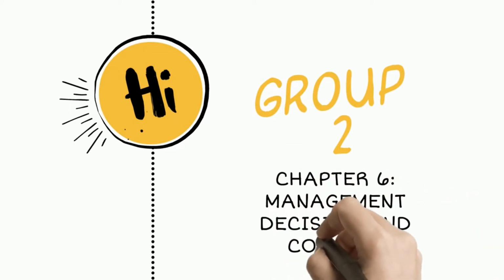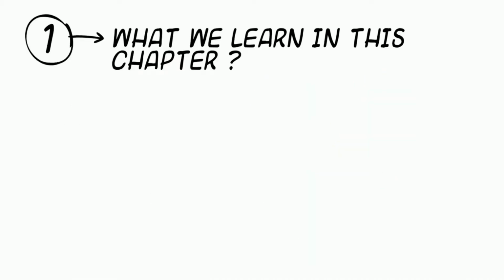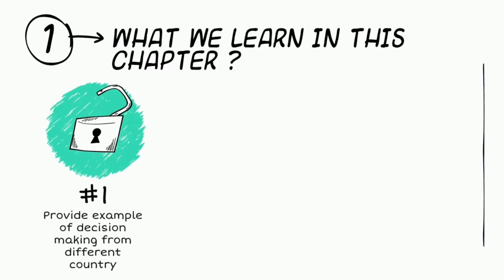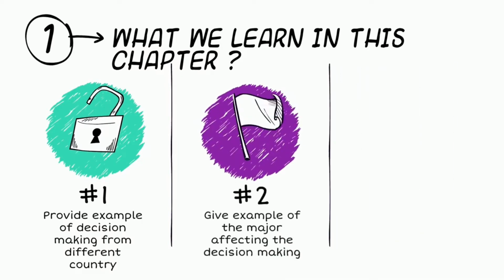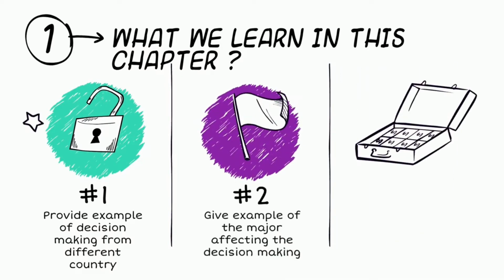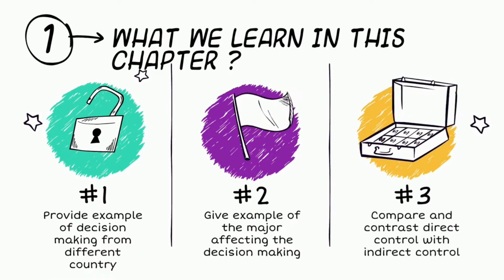Today, my group, which means Group 2, will present Chapter 6, Management, Decision and Control. What do we learn in this chapter? First is to provide examples of decision making from different countries. Second is to give examples of the major factors affecting decision making. Third, compare and contrast direct control with indirect control.